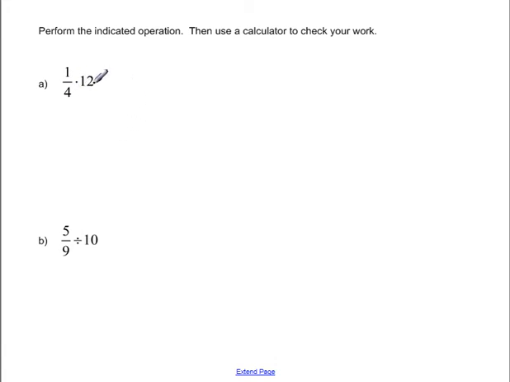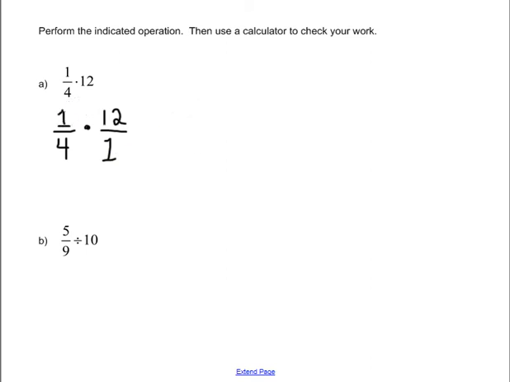So whenever we're in a situation where we have fractions and whole numbers working together with an operation, what we typically want to do is change the whole number into fraction form. We're going to do that by putting a 1 underneath it. So in our first example, we're going to take 1/4 and multiply that not by just 12, but we're going to write that as 12 over 1. That allows us to clearly see what our numerator is and what our denominator is.